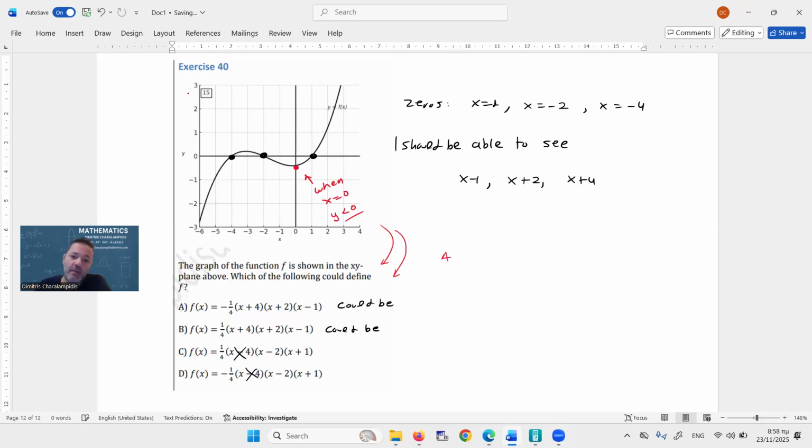Let's go to A. For x equals 0, y would be -1/4 times (0 plus 4) times (0 plus 2) times (0 minus 1). So it's -1/4 times 4 times 2 times -1, which is equal to positive. But I didn't want that to be positive. I wanted that to be negative. So this should be rejected as well. So far I rejected A, C, and D. It's obviously B.